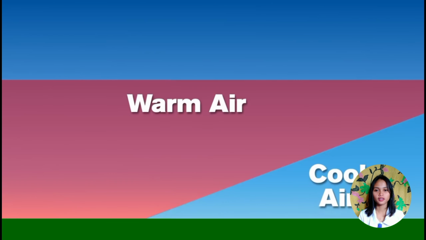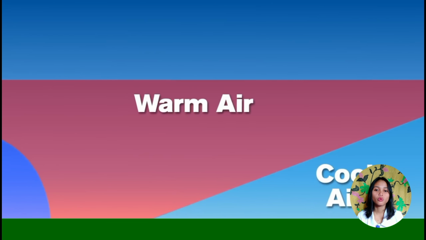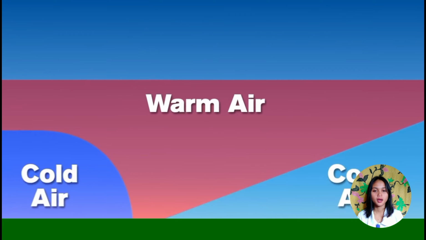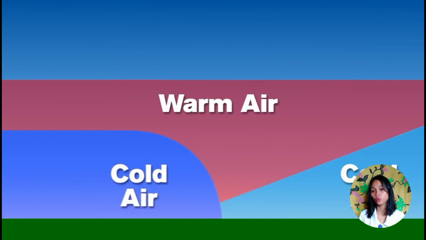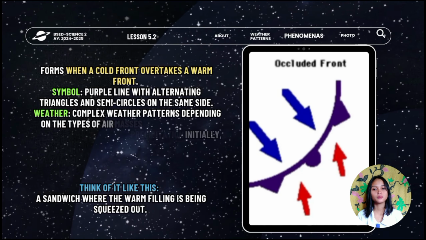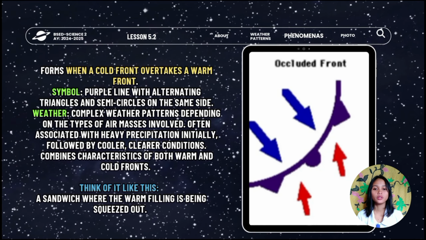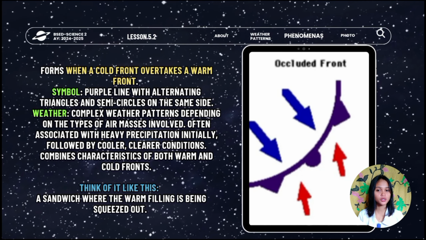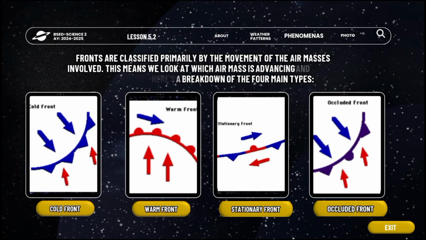Lastly, occluded front. It occurs where a warm front and a cold front meet. Basically, they happen when the warm air mass is moving between two cold air masses. It is represented by the symbol of a purple line with alternating triangles and semicircles on the same side.